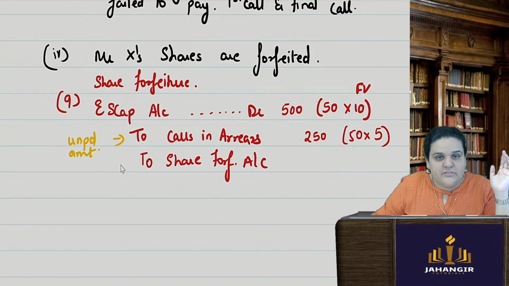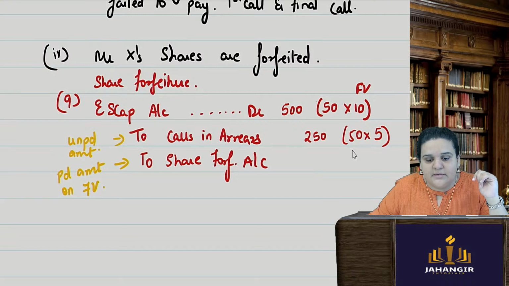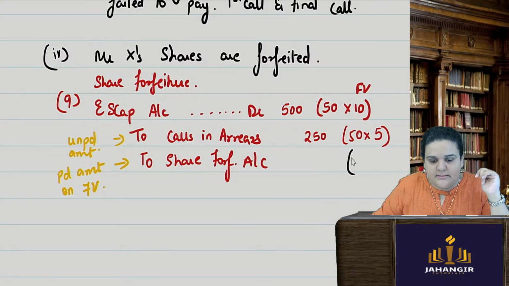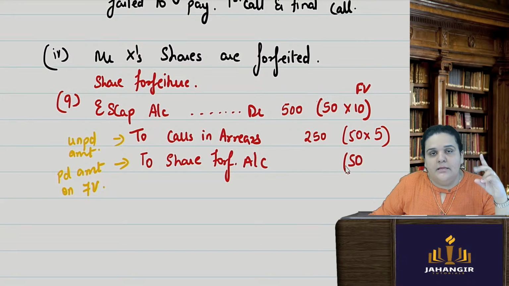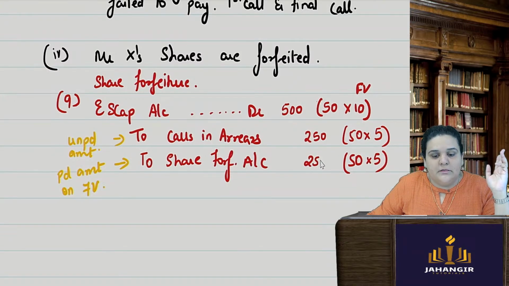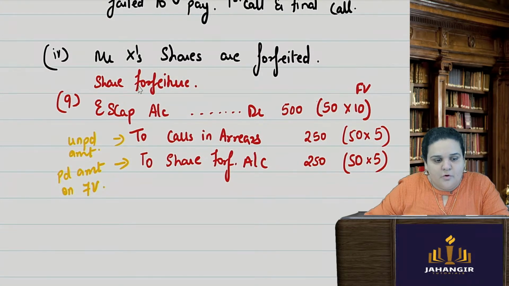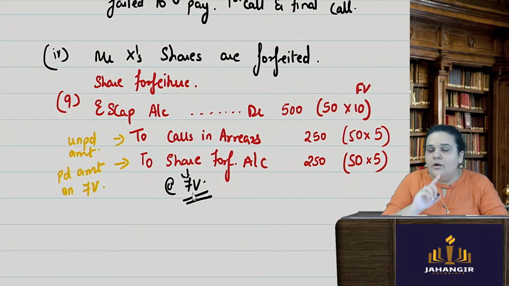So share forfeiture is always on the paid amount. Paid amount on face value. So how much has he paid me? Mr. X has paid me on 50 shares. On 50 shares, he paid me my application money. He paid me my allotment money, 5 rupees. He has also paid me my securities premium. But share forfeiture is also always recorded at face value. You cannot take the security premium here.